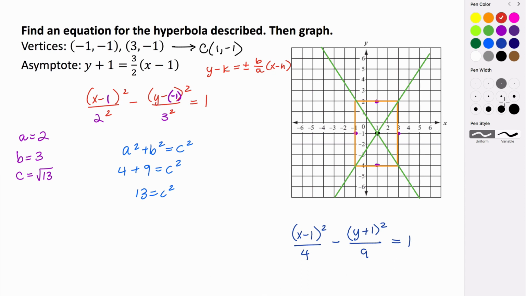And then we can just sketch our graph. So it starts at the vertex here and opens toward the asymptotes this way. So here we are, like so. So that's a quick sketch of our hyperbola.